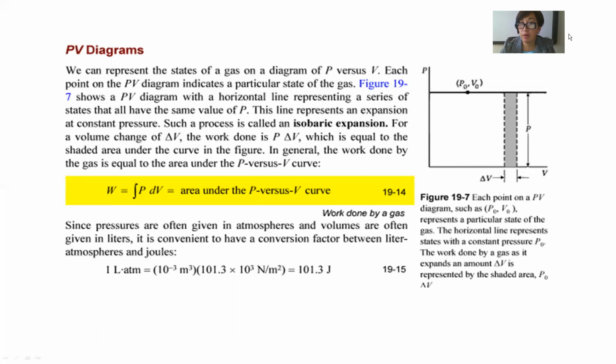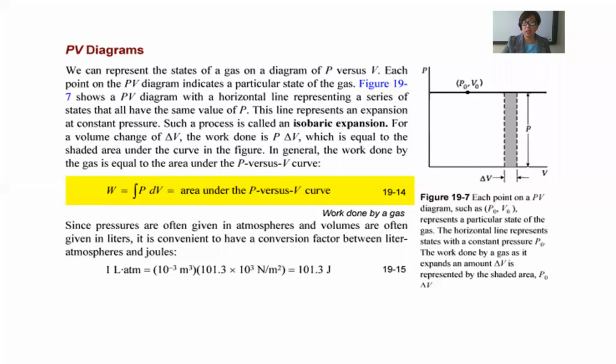And here this is the PV diagram. Each point on the PV diagram, such as P0, V0, represents a particular state of the gas. We can represent the states of the gas on a diagram of P versus V. Each point on the PV diagram indicates a particular state of the gas.